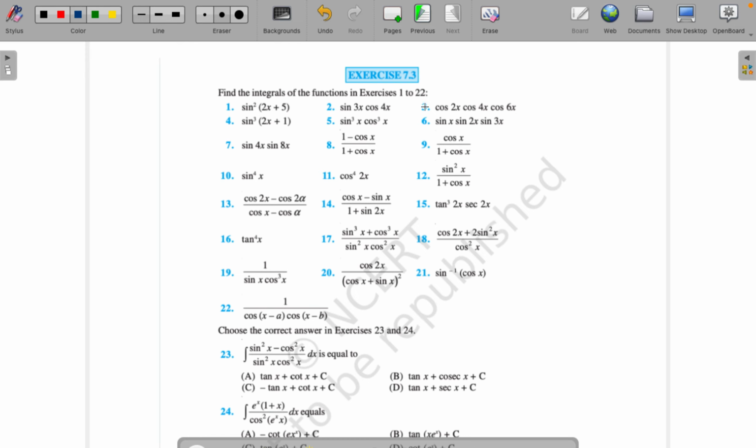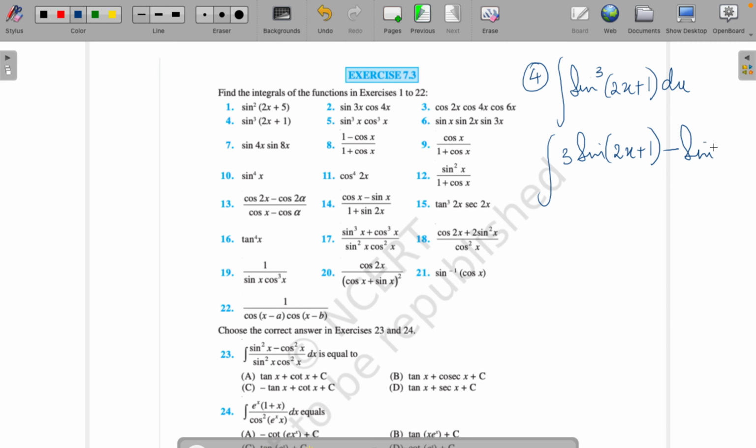Similarly, question number 6 will also happen the same way. Question number 4. Now again, children, question number 4, very simple. It looks a little difficult. See, there are two ways to solve this question. Either you use the formula of sine cube x, which is (3 sin x minus sin 3x) upon 4, right, children? That was the formula. Just separate it out and integrate.